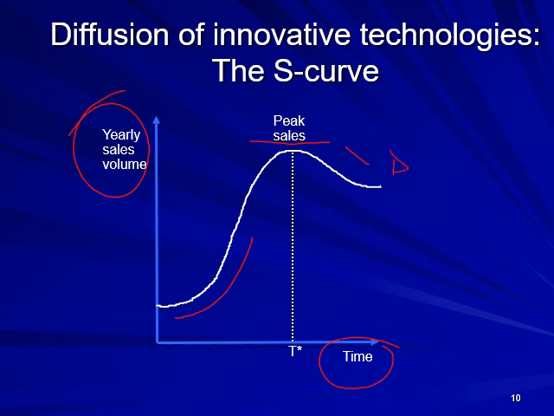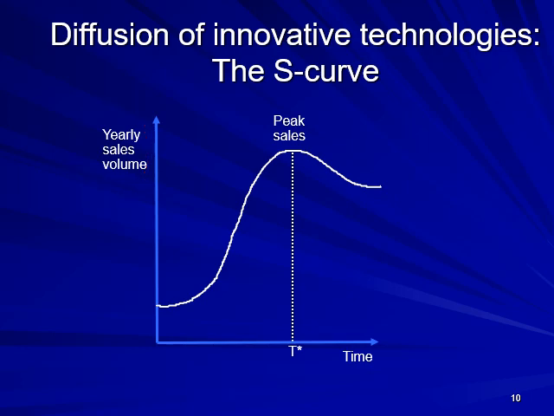Okay, and this shape is something that occurs over and over and over again. I just showed you in the previous slide how it happened in the same industry with three different technologies, and it's repeating over and over again, and it will continue to do so over time if you track sales and time. So this is a very common pattern. So we're going to use this pattern to try to predict how this process is going to happen in the marketplace.